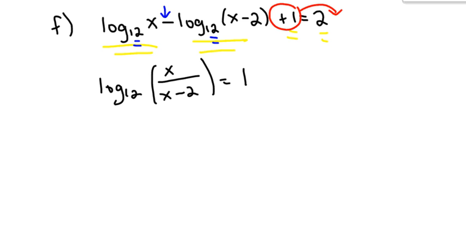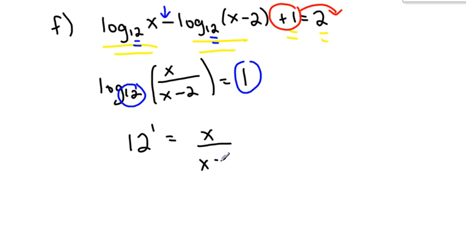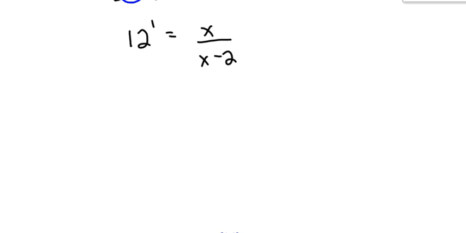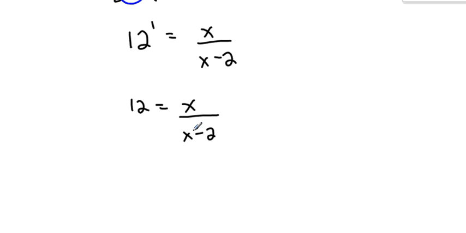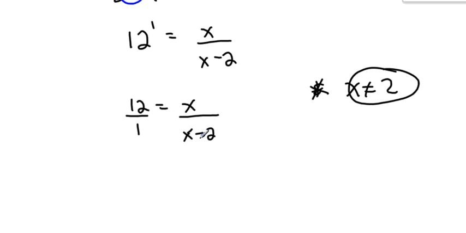So now what do we do? Well, I have the base and I have the exponent. So let's rewrite this as 12 to the 1 equals x over x minus 2. And now I just need to solve for x. So I have 12 equals x over x minus 2. Now we have a problem because x is in the denominator. I don't like that. So let me just make a little note to myself that x cannot equal 2, right? Because I can't divide by 0.